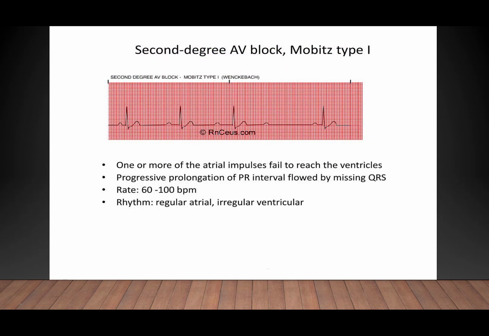Here we have second degree AV block, Mobitz type 1. As I discussed before, here one or more of the atrial impulses fail to reach the ventricle. Progressive prolongation of PR interval followed by a missing QRS complex. Rate is normal, rhythm is regular atria, irregular ventricle. Here we have P and P, there is no QRS complex. Here we have prolonged PR interval. There's a normal, but there is a prolonged PR interval.